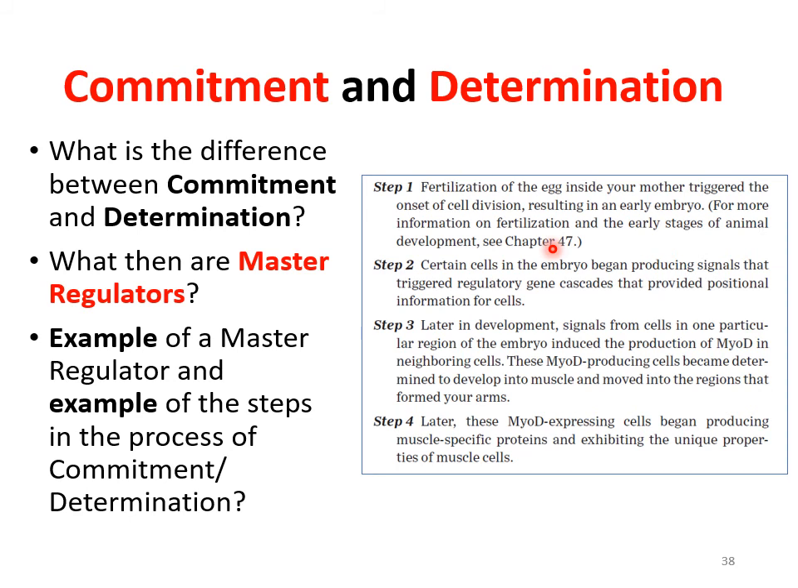Then they begin to produce signals that trigger that regulatory gene cascade that we talked about in previous slides. And ultimately, the signals will then trigger the production of a master regulator. In this case, the master regulator being MyoD. And MyoD producing cells will ultimately express and produce the specific proteins that then make up your muscle cells. So for instance, if you're thinking in terms of actin and myosin, okay, you need specific proteins and structures for that differentiated, determined muscle cell.